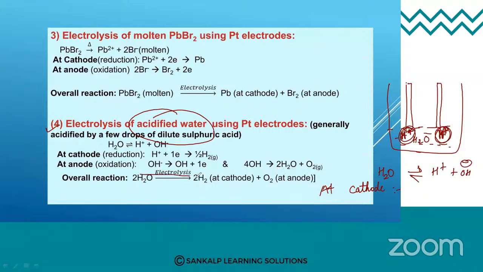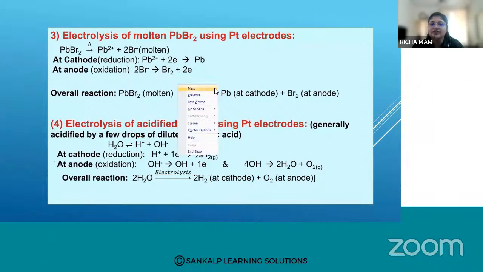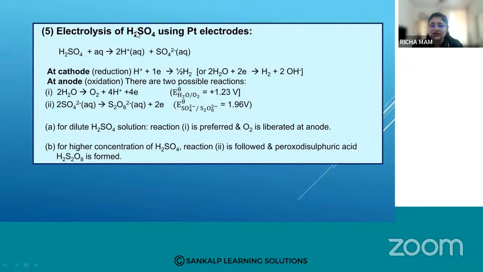So the overall reaction becomes H2O. After undergoing electrolysis, it will split into 2H2 at cathode and O2 gas is liberated at anode. So this is another example of electrolysis. These are different electrolytic cells.